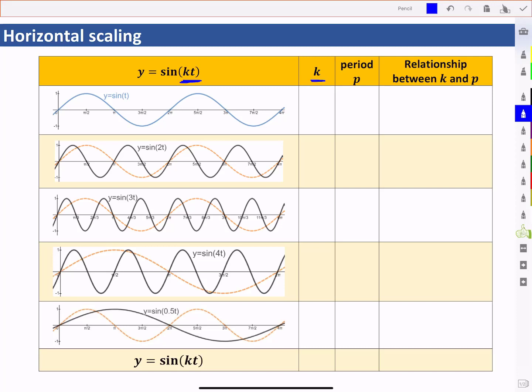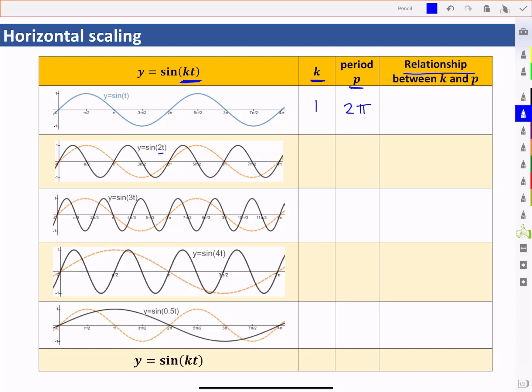First, we will identify the value of k, the effect on the graph, and the period. Then we will look for a relationship between k and the period. The first graph is the parent function y equals sine of t. So k equals 1 and the period is 2 pi.